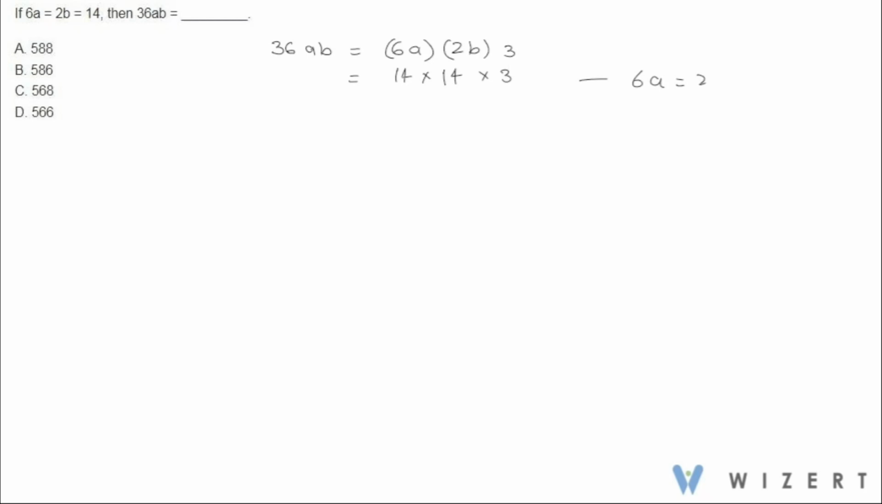Since 6a equal to 2b gives us 14, we have 14 squared is 196. So 196 multiplied by 3. 6 threes are 18. 9 threes are 27 plus 1 is 28. 3 ones are 3 plus 2 is 5. So the answer is 588. Answer is option A.